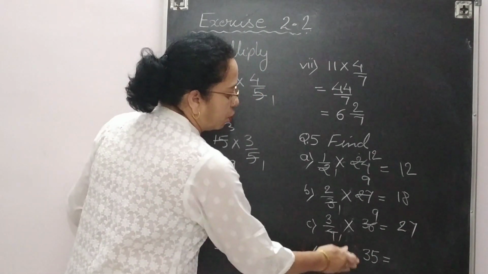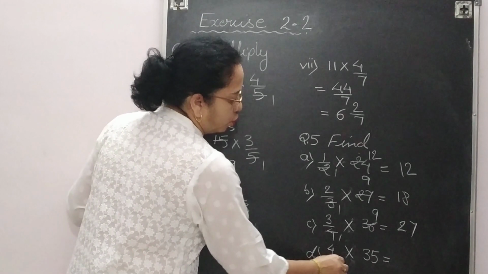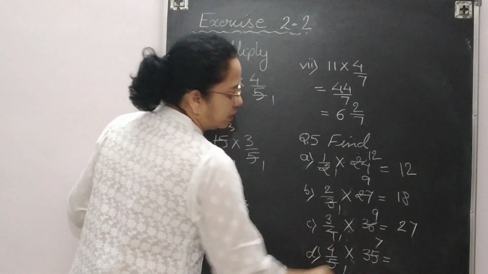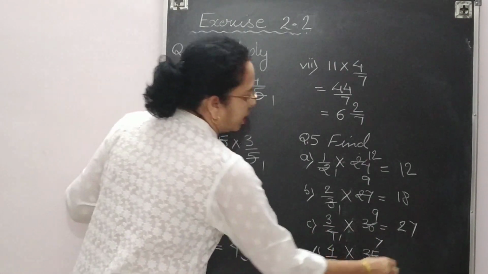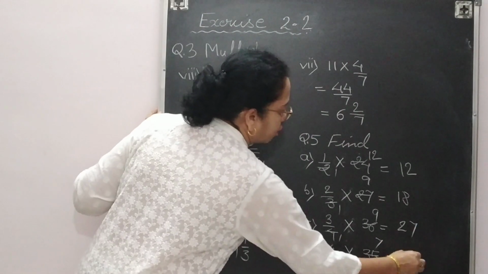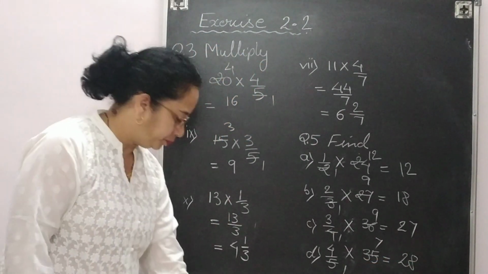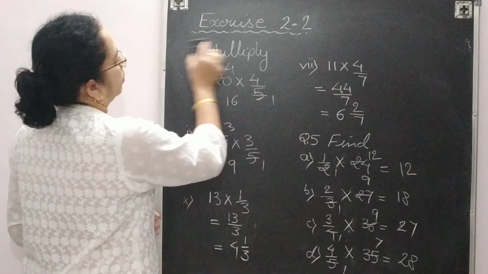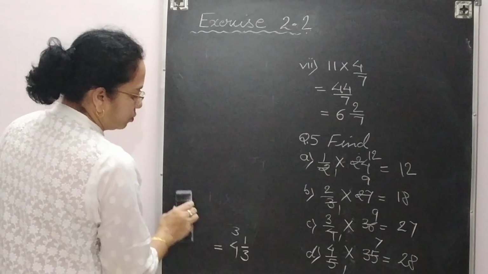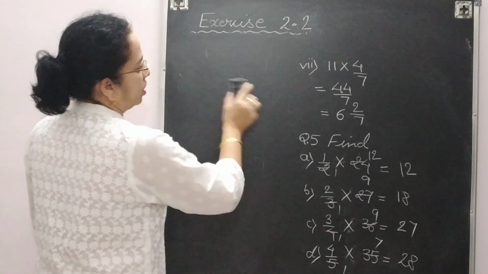Again we will replace of with the multiplication sign. So 5 ones are 5, 5 sevens are 35. Multiply numerator with numerator, 7 fours are 28. Now my next question is question number 6.